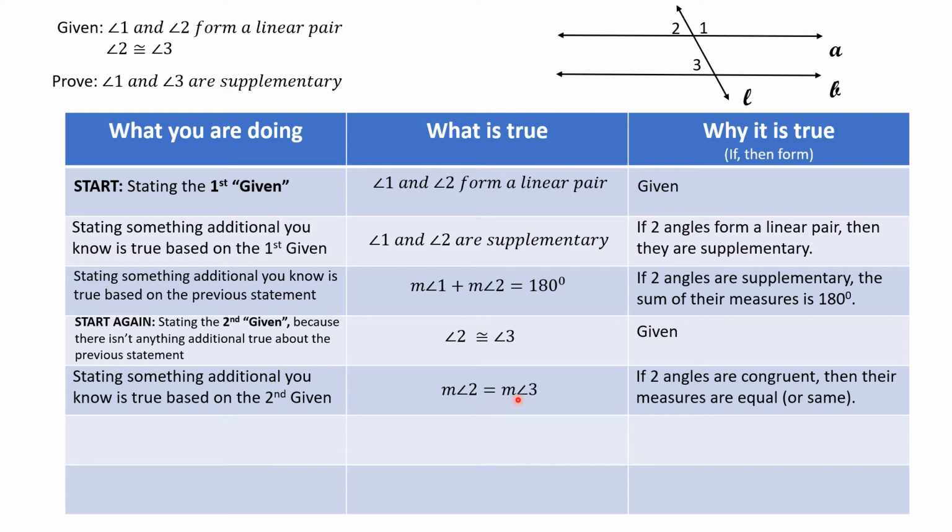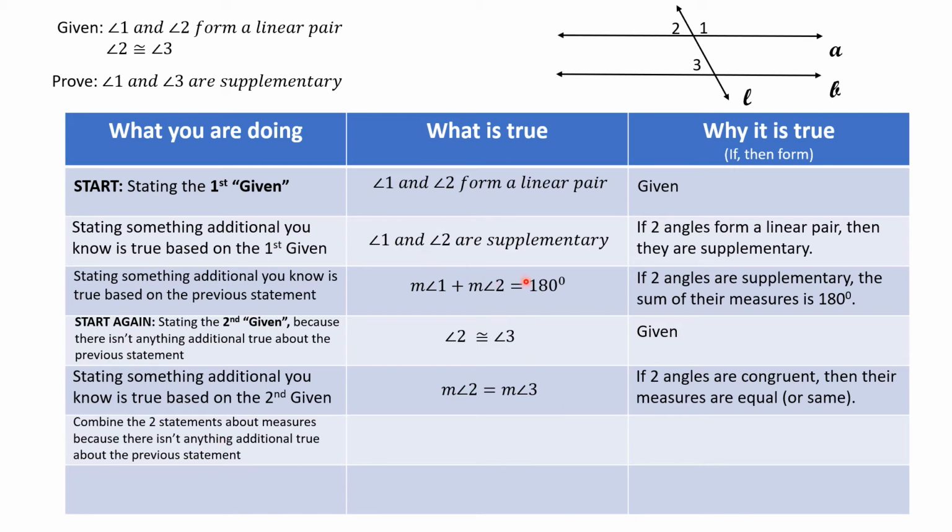What do you know about the measures of angles being equal? You know they're congruent. That's going backwards. So then the next thing I'm going to do is combine two statements. In this case, I'm going to combine two statements that have the measures, because there's nothing else I can say.